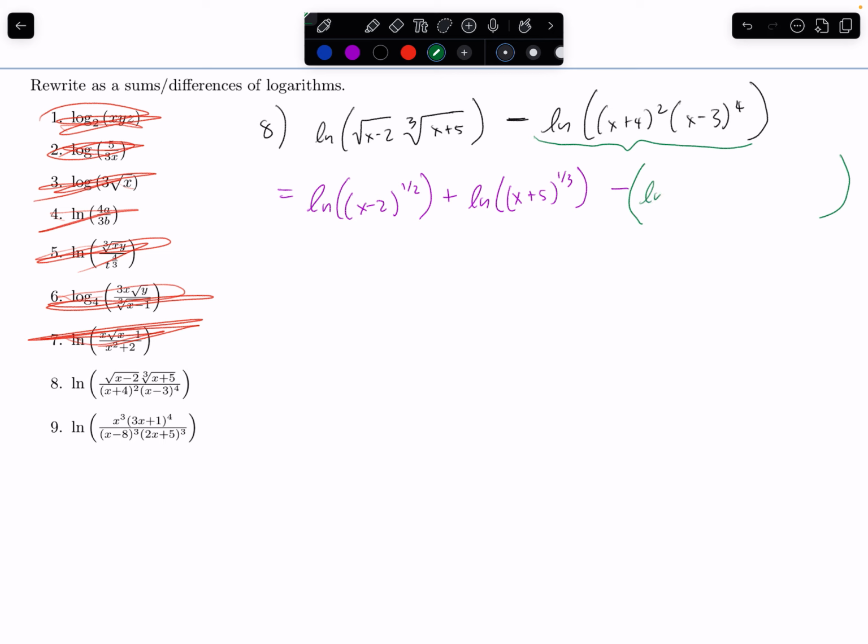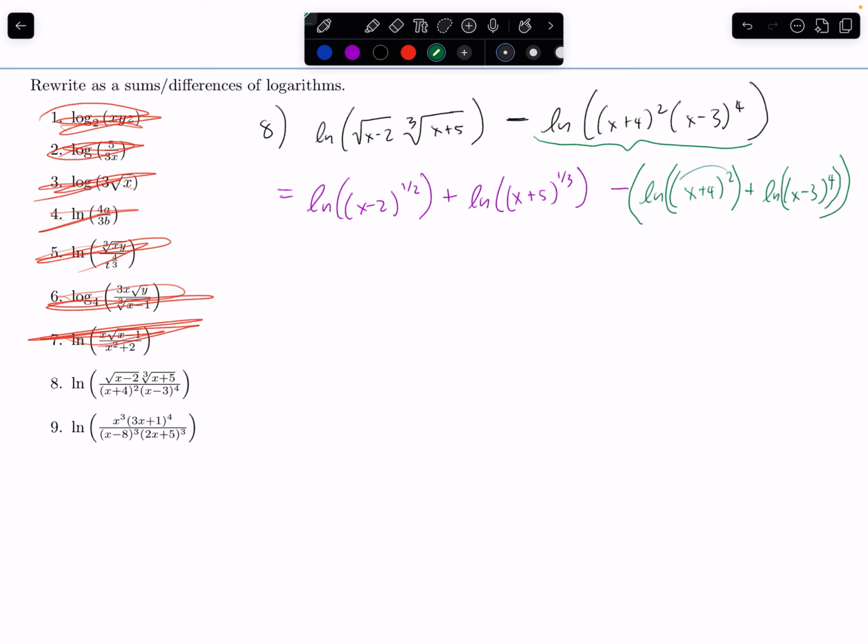So it's going to be ln of (x plus 4) squared plus ln of (x minus 3) to the fourth. Notice the way I have it written here. This square is only applied to the x plus 4. But if you want to be extra explicit, you can add an extra set of parentheses. It means the same thing here, but this just might help you to keep things straight.